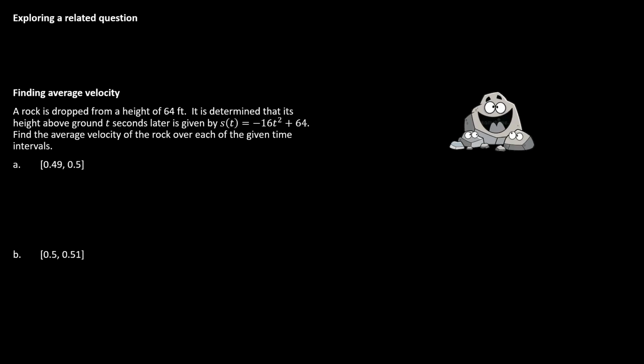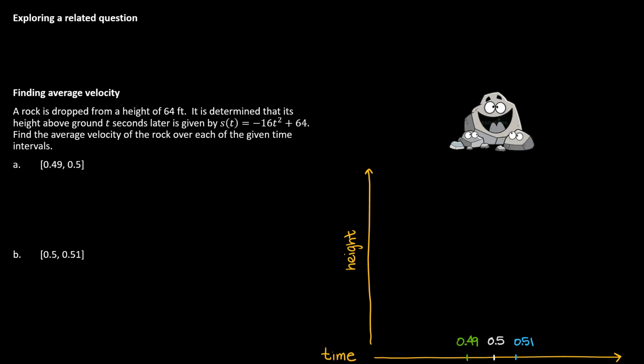So let's make sure that we understand all of the given information. We know that we're talking about time and how the rock's height is changing with respect to time. And we know that we're looking at 2 time intervals. So I placed each of those time values on our number line. We know that we're talking about the height of the rock changing. And so the function that we are observing is the s of t function. That represents our height as a function of time.